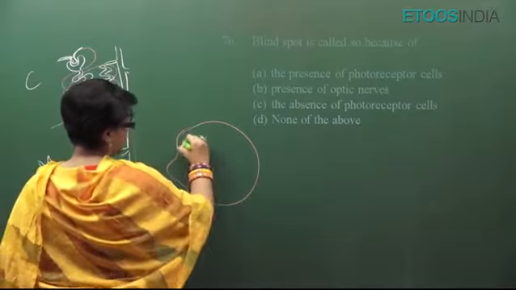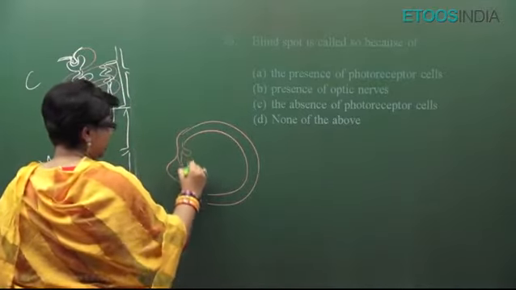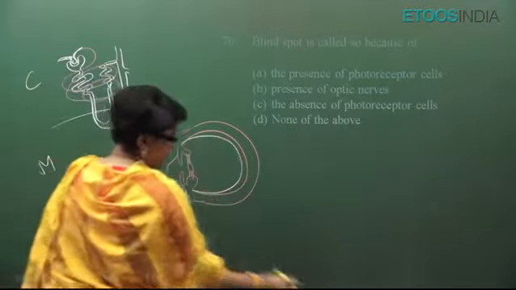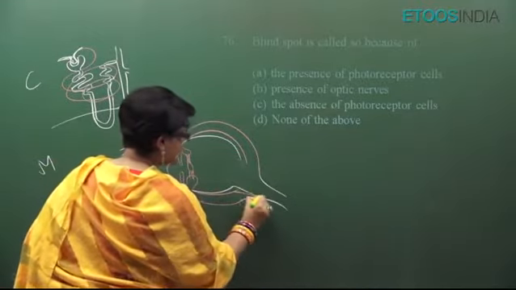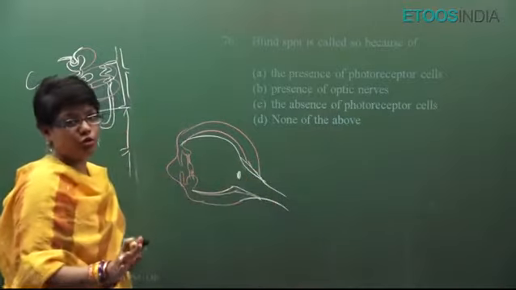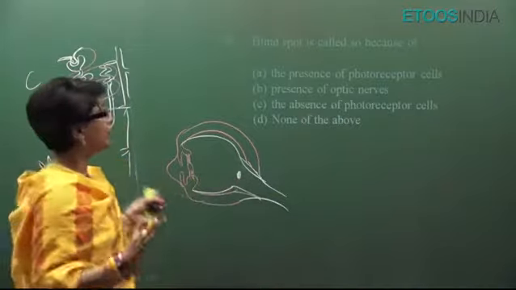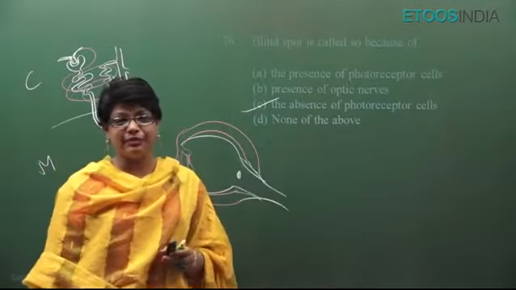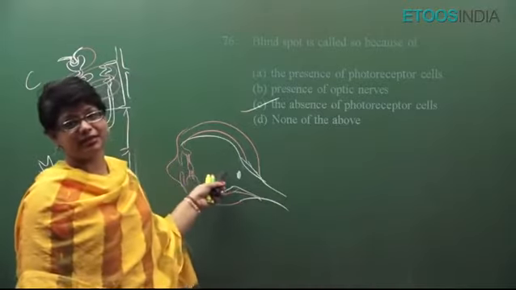Now, blind spot is called so because, suppose I am drawing a very rough diagram. This is choroid layer, ciliary body, iris, lens, suspensory ligaments. And here there is retina. Now, here the optic nerve leaves. Students, this point where the optic nerve leaves, here there are no rods, no cones. So if light falls here, there will be no image formation. That is why it is called blind spot. So there are no rods, no cones, no photoreceptor cell. It is the place where optic nerve leaves the eye for the brain and retinal vessels enter the eye.